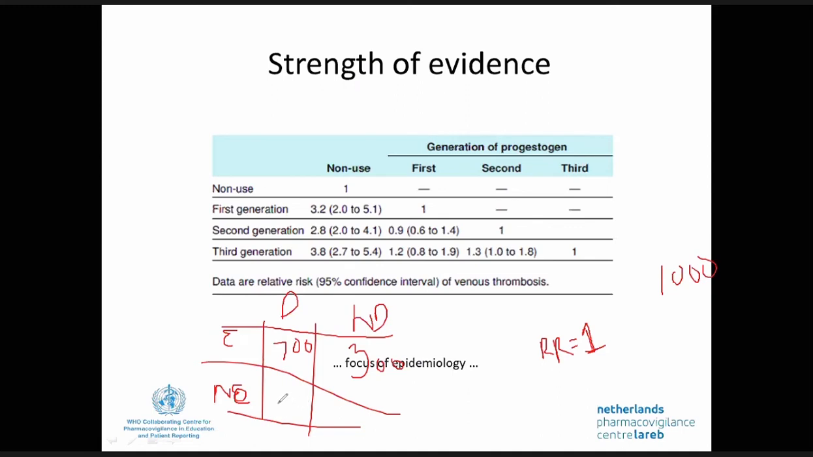Another 1,000. How many people have developed the venous thrombosis? Let's say 200 have developed venous thrombosis. How many people haven't? 800. So you do your relative risk calculation, and if your relative risk calculation for the third generation gives you 3.8, second generation 2.8, first generation gives you 3.2, truly you can see that there's an association here between exposure to a drug and the development of venous thrombosis.